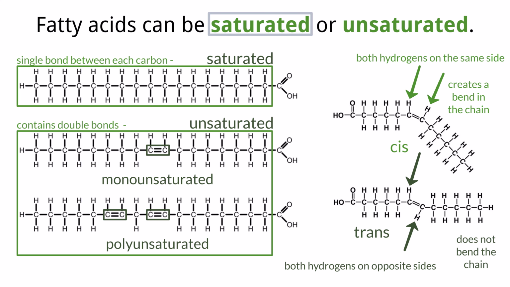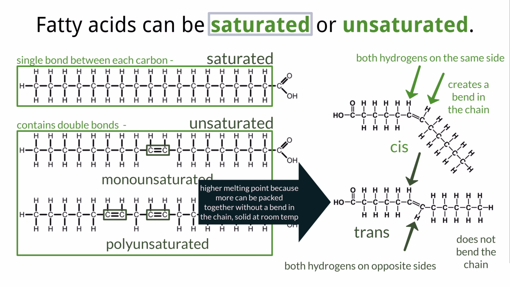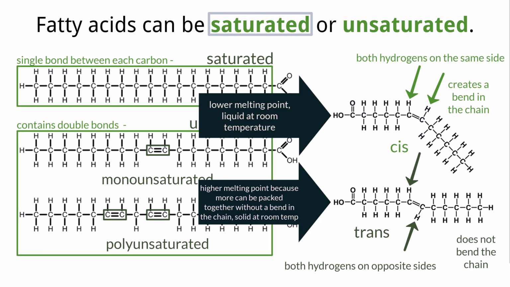Lipids that contain straight-chain fatty acid tails tend to have higher melting points because they can be packed tightly together. An example of this would be butter, which is solid at room temperature. If lipids contain many cis double bonds and have bent fatty acids, they tend to have a lower melting point and are liquid at room temperature, like oil. This is because they can't sit neatly and packed together next to each other because of the bent fatty acid chains.